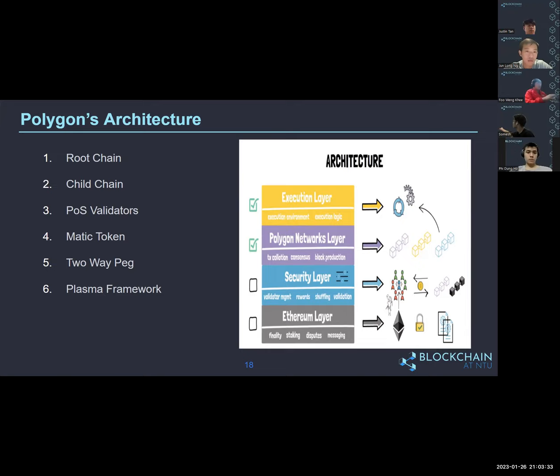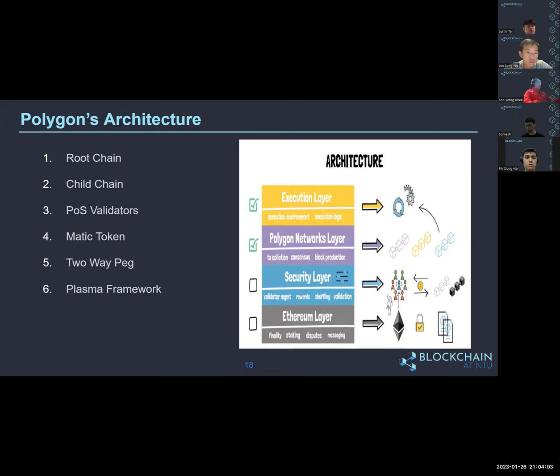By moving assets to the child chain, the child chain uses a proof of stake mechanism, which is more energy efficient and more secure. The child chains can be used to deploy apps and process transactions because they're less congested as well. So this is how the whole Polygon architecture actually looks like.